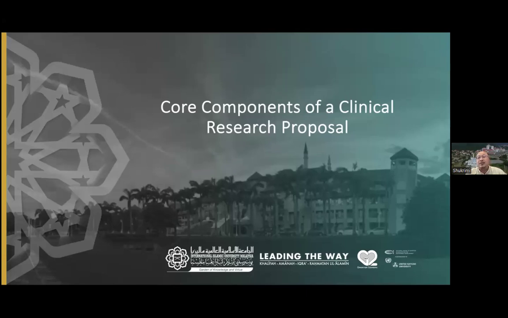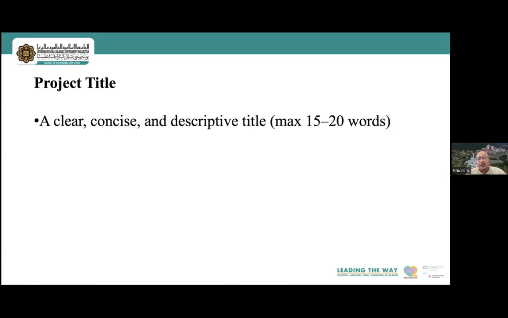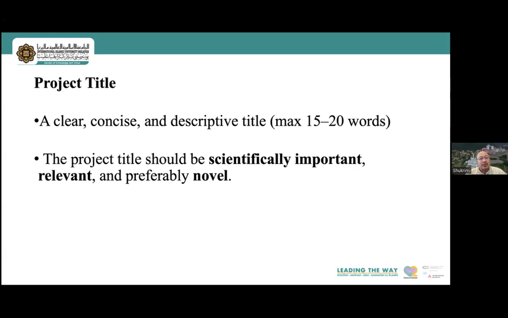Okay, so let's quickly go through what the core components are. Everybody knows about this, so just go through a little bit on this. The grant basically starts with the project title. What is important in the project title? We need to have a very clear, concise, and descriptive title, usually not so long, maybe a maximum of 20 words. It should be scientifically important and relevant, and when you present the research grant, preferably your idea is novel.